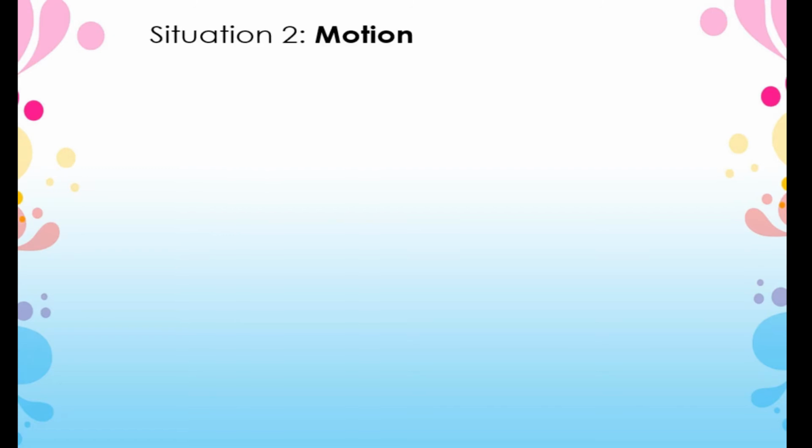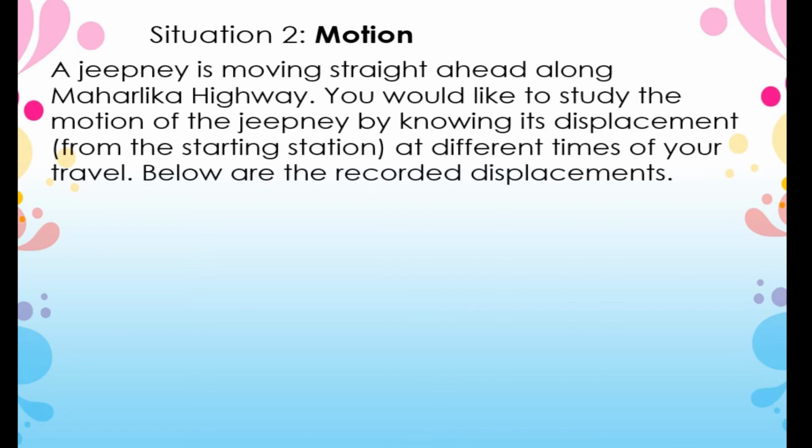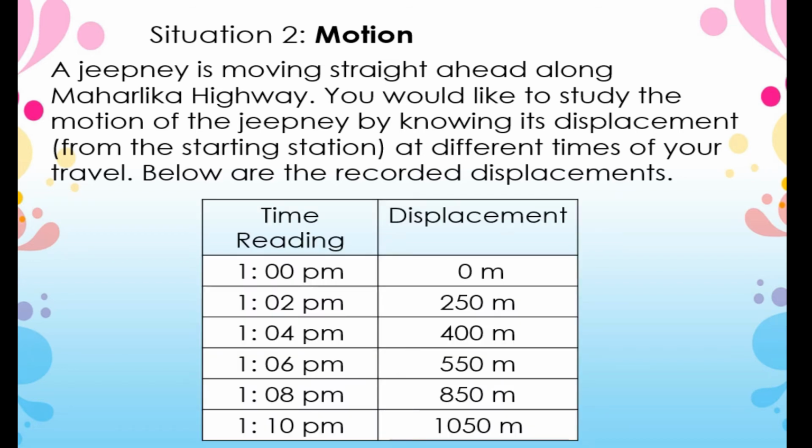Situation number 2, motion. A jeepney is moving straight ahead along Maharlika Highway. You would like to study the motion of the jeepney by knowing its displacement from the starting station at different times of your travel. Below are the recorded displacements. We have the time reading from 1 p.m. to 1:10 p.m. and the displacement from 0 meter to 1050 meter.